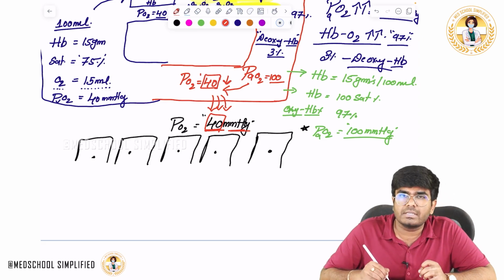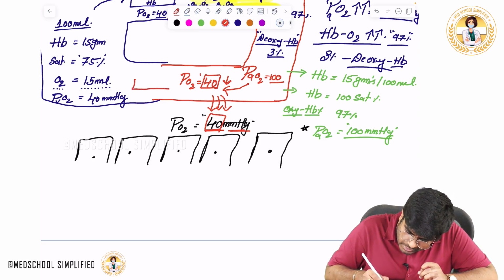So when the partial pressure is decreasing, what happened to the hemoglobin? Now when the partial pressure is decreasing, it will release the oxygen to the tissues.